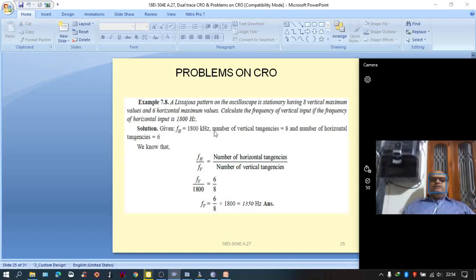The formula is Fv by Fh is equal to the number of horizontal tangencies by the number of vertical tangencies. So Fv by 1800 is equal to 6 by 8, since the number of horizontal tangencies is 6 and the number of vertical tangencies is 8. So Fv is equal to 6 by 8 into 1800, that is 1350 Hz or 1.35 kilohertz. So the frequency of the vertical input signal is 1.35 kilohertz.